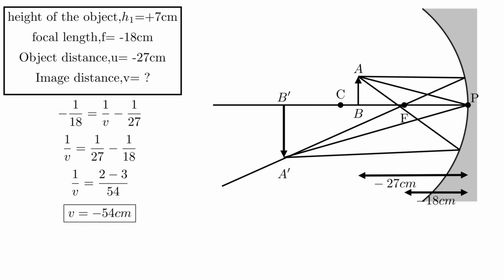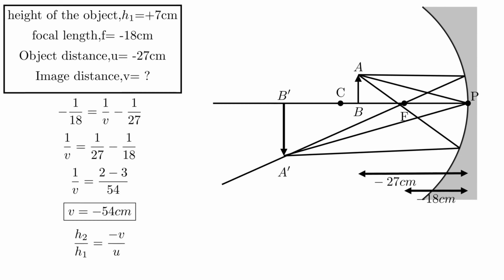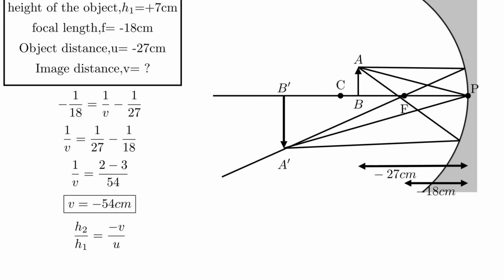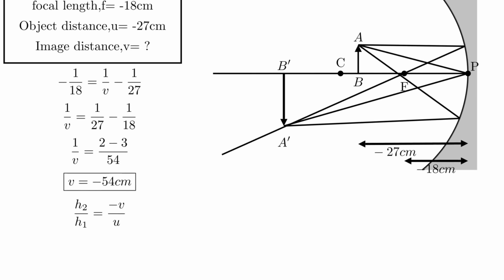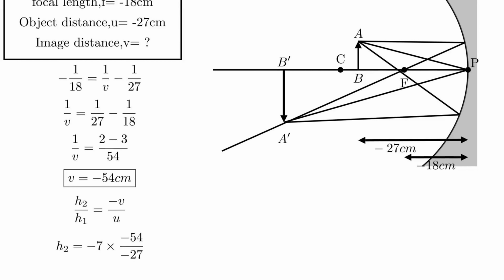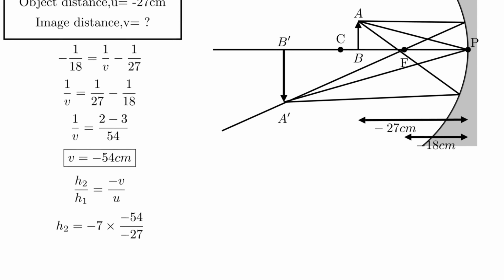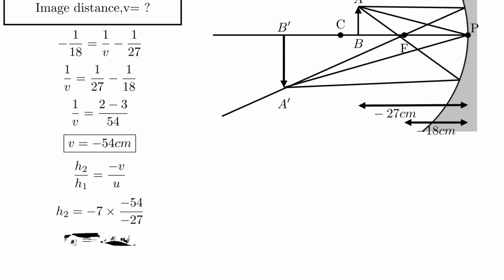To find the size of the image, use m equals h2 over h1 equals minus v over u. On putting the corresponding values of h1, v and u we get h2 equals minus into minus 54 over minus 27 multiplied by 7. On simplification h2 equals minus 2 into 7, which equals minus 14 cm. Here the negative sign indicates that the image is real and inverted. Moving on to the next problem.